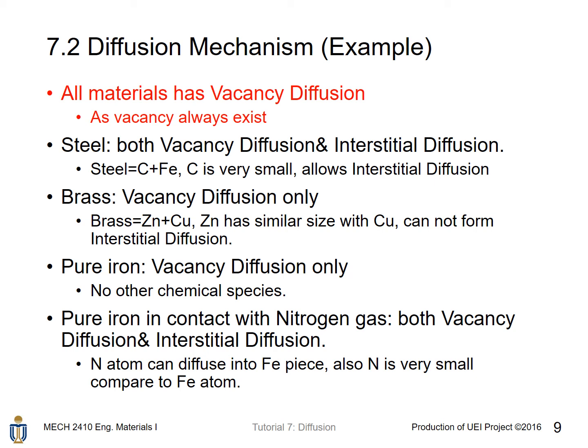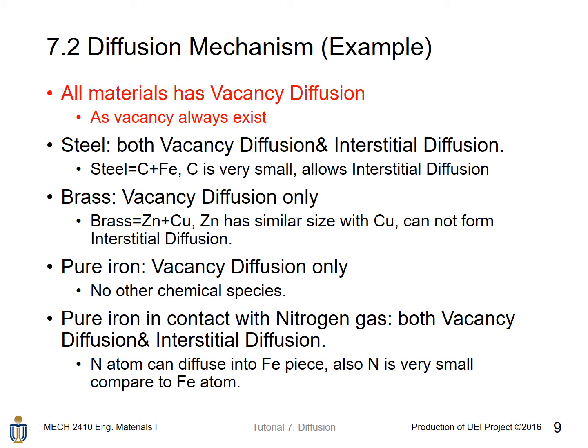It is because brass is an alloy of zinc and copper. Zinc atoms have a very similar size to copper, and that means zinc and copper atoms cannot diffuse into each other's interstitial sites, and that means interstitial diffusion cannot happen.